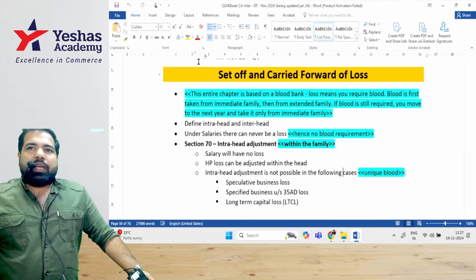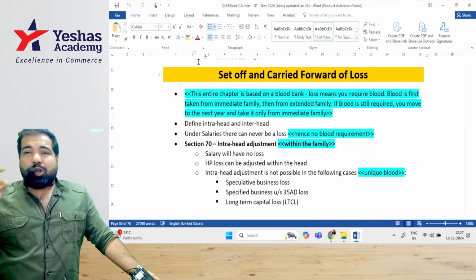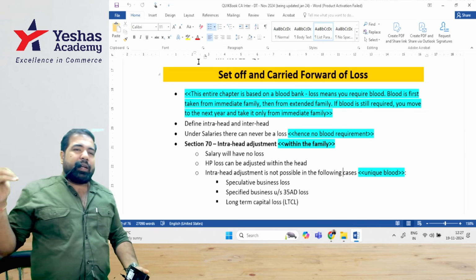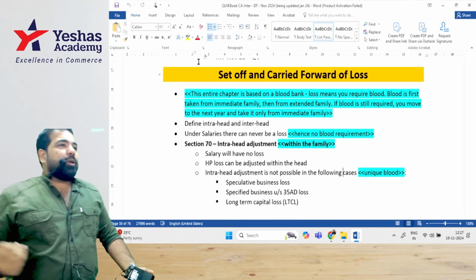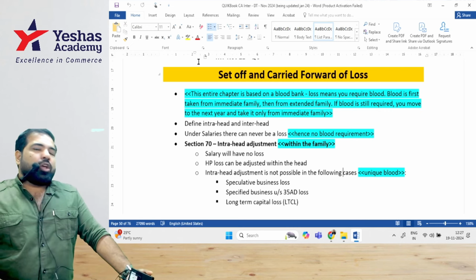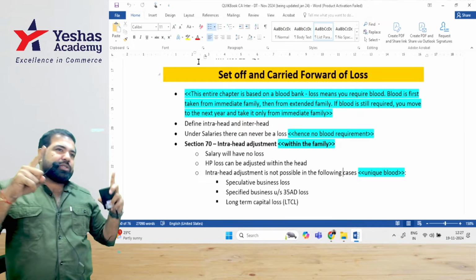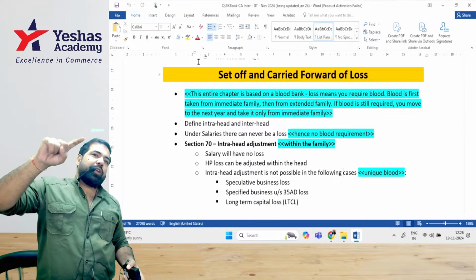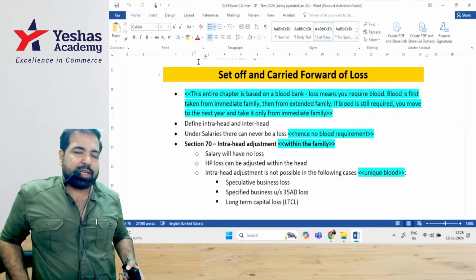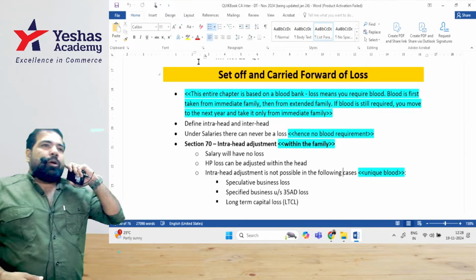HP. If it's a loss from house property and if it's an unabsorbed depreciation, the government is happy with those losses. You bought a house, you bought many assets, so the government says these two losses you can carry forward even if you file a return late. Are we okay with this, guys? Yes. So this is the chapter.